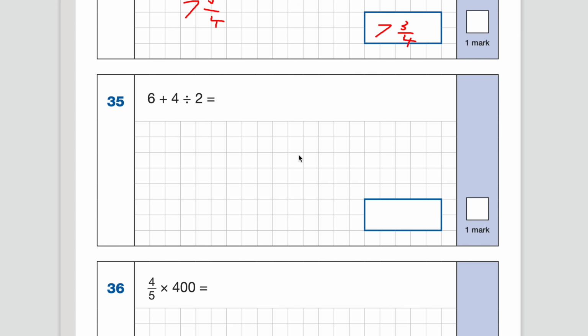6 plus 4 divided by 2. This is a BODMAS question. If you're not sure what BODMAS is, I've done a video of that on my channel. It's basically the language of maths. So which do we do first is basically what we need to know. Do we do the addition or do we do the division? BODMAS gives us the order that we should be doing it. And you can see that D for divide is before A for addition. So we do this first.